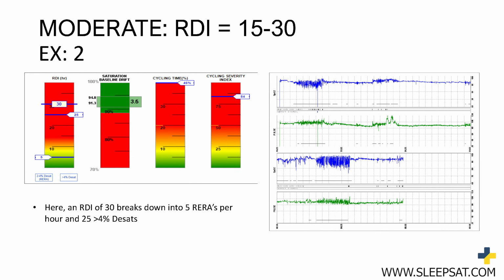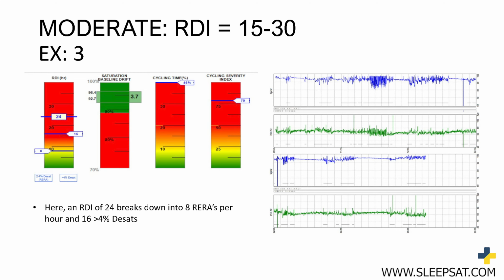Our second moderate example has an RDI of 30 that breaks down into 5 RERA per hour and 25 greater than 4% desaturations. This third example of the 15 to 30 moderate range has an RDI of 24 that breaks down into 8 RERA per hour and 16 greater than 4% desaturations.